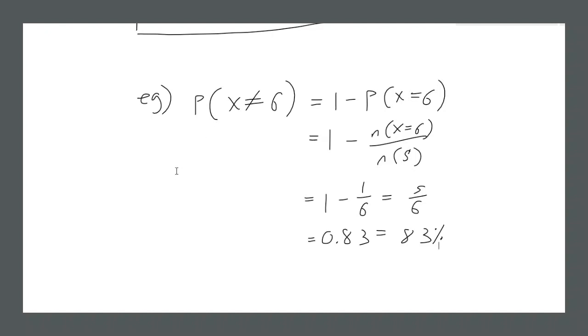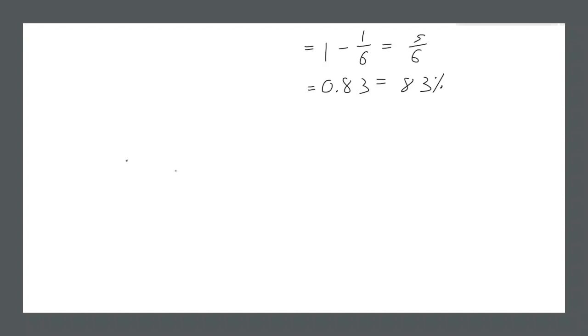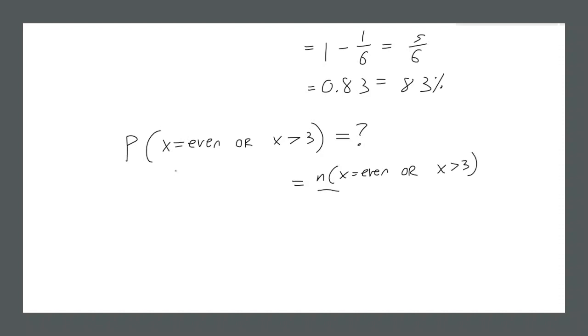Now, let's look at another question. What about the probability of x being even or x being greater than 3? Well, by our definition of classic probability, that's going to be the number of ways that x is even or x is greater than 3, divided by the total number of possible outcomes.